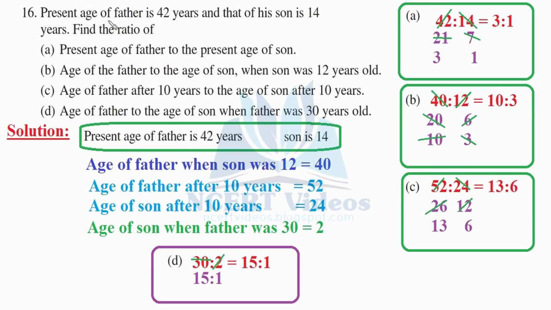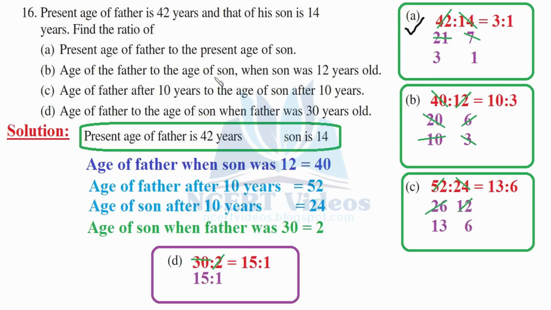Now 16. Present age of father is 42 years and that of son is 14 years. Find the ratio of present age of father to present age of son. Both the values are given. We just have to put them. So 42 over 14. 2 21s are 42, 7 2s are 14, 3 7s are 21, 1 7 is 7. So 3 is to 1 is your required ratio.